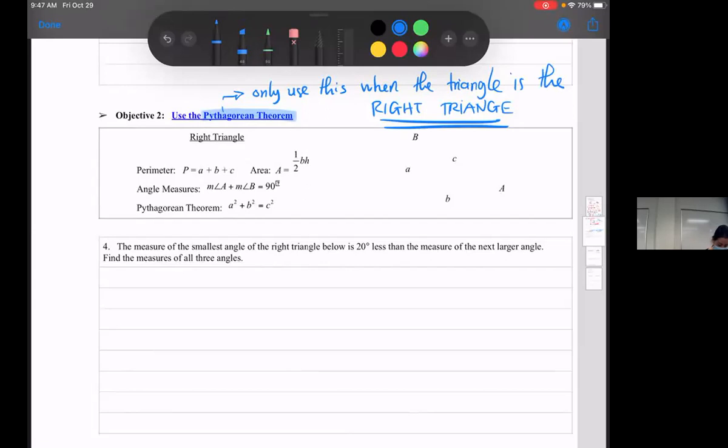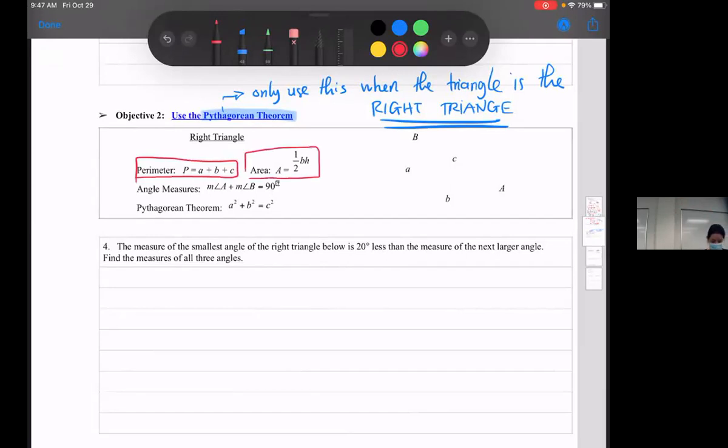The perimeter is the same. All sides add up, the sum of all sides, not just for a triangle, regardless of any shape. Perimeter will be the around thing, right? The rim of the shape. The area is still one half base times height. Oops, how come it's one half base times height right here?